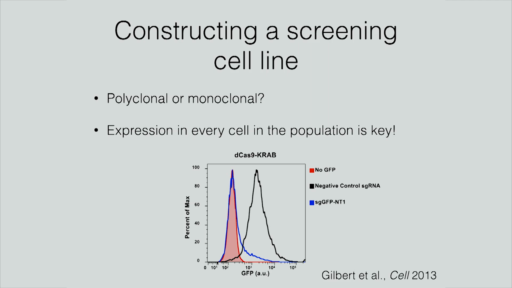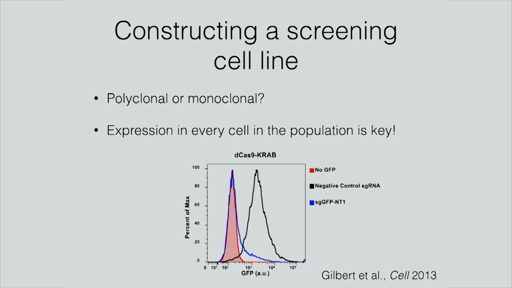There are always questions about whether to do polyclonal or monoclonal to introduce your Cas9 and then sort either a mixed population or down to a single clone. And it really depends on the system, but the key is that every cell in your population at the end needs to have an active, full CRISPR system where all you need to do is add the sgRNA and you get your effect. And the reason is very simple.